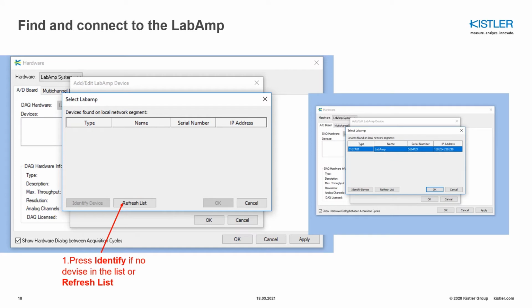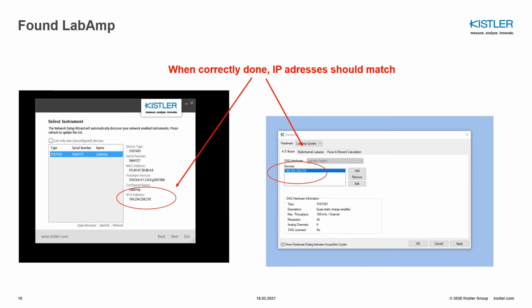And then when it finds it, you will see that it shows up here, also in the Dynoware software, and then you need to press OK. When correctly done, the IP addresses that you can see in the list here in your Dynoware software and what you have found and connected in your setup wizard should match, as you can see here.